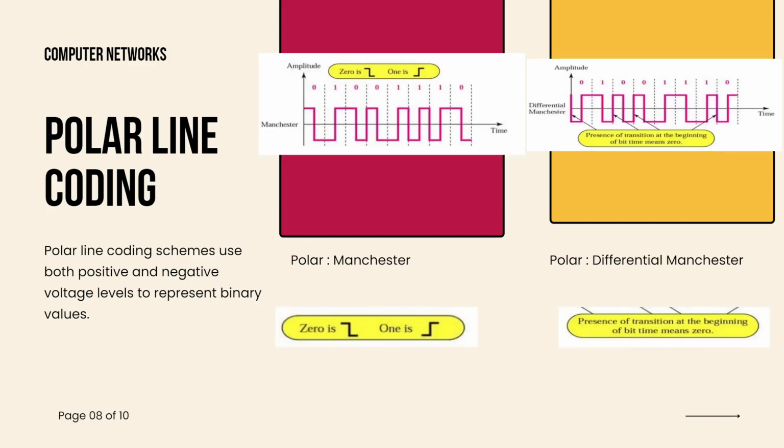Now we have polar Manchester and polar differential Manchester. In polar, it is very simple. Polar line coding schemes use both positive and negative voltage levels to represent binary values. In polar Manchester, 0 is represented by the letter Z, whereas 1 is represented by the mirror image of Z. As clear as it can be. And in differential Manchester, it is exactly the same thing but the opposite. 1 is represented by Z and 0 is represented by the mirror image of Z.